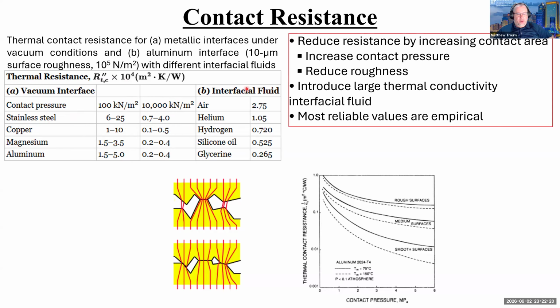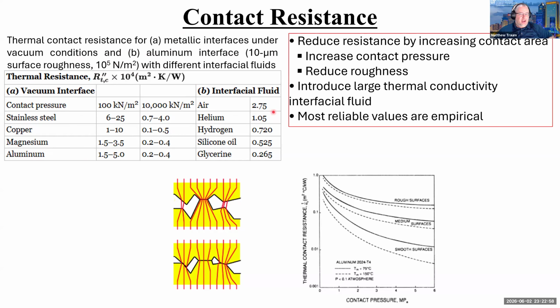And then if you put in some sort of interstitial or interfacial fluid, this is the benefit for doing that. Let me make sure I get this right. So this is just the aluminum interface, with a surface roughness of 10 micrometers and a pressure of 10 to the fifth Newton per meter squared. I intentionally copied this so you'd have the right information, with different interfacial fluids.